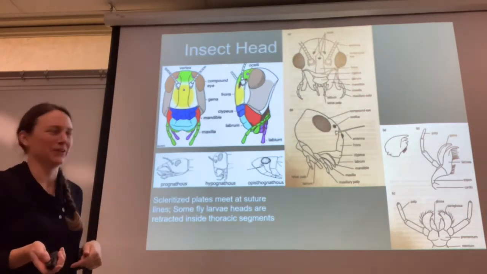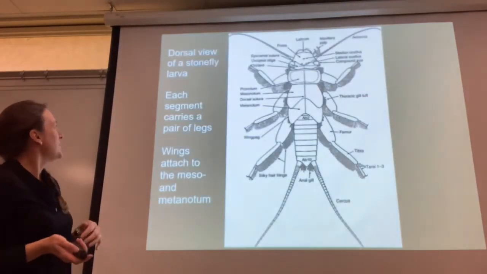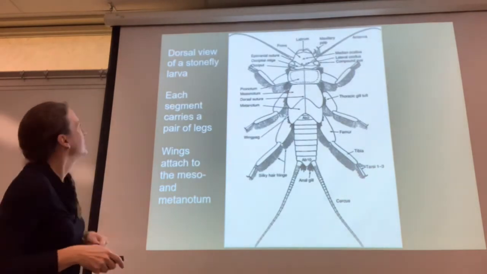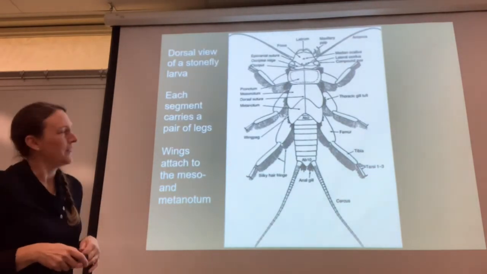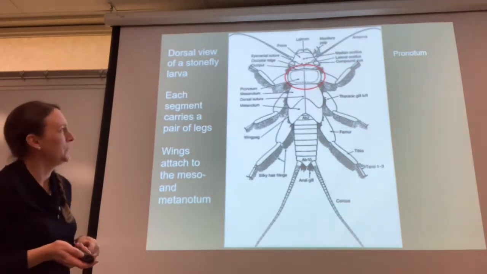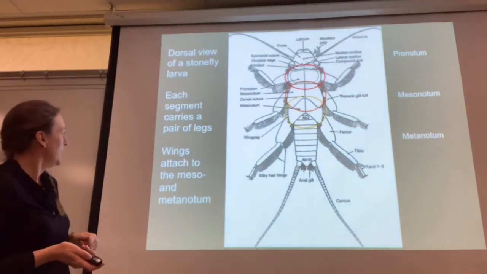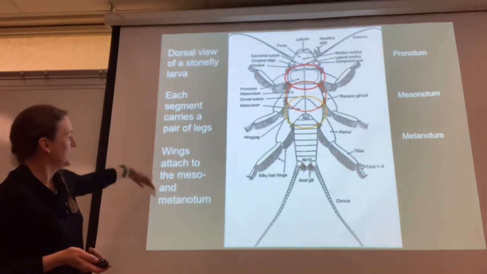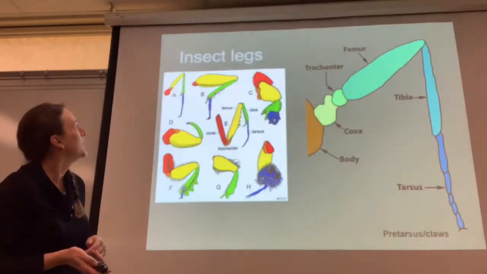for predators. Okay, maybe this is where I go into the thorax. So this is back to that stonefly. Each segment, so here we go. The pronotum, the mesonotum, and the metanotum. And the wings attach to the mesonotum and metanotum.